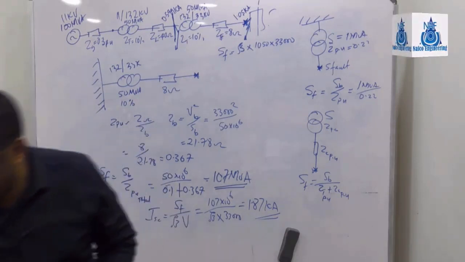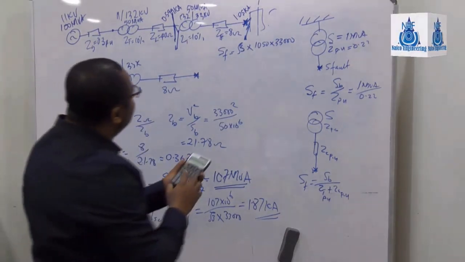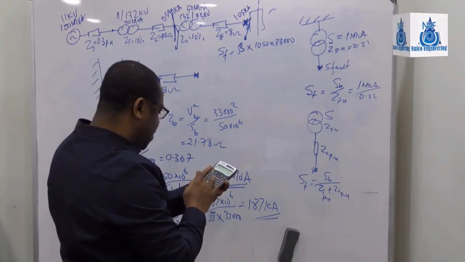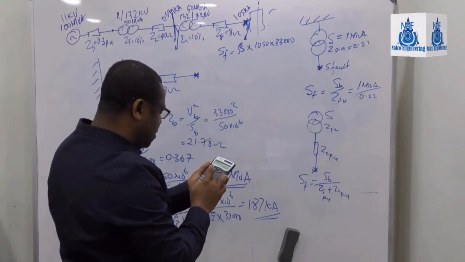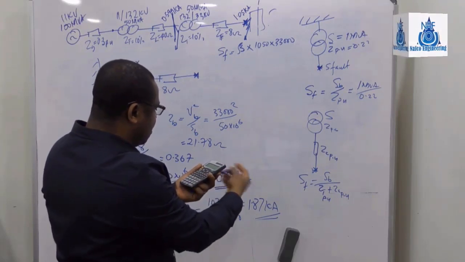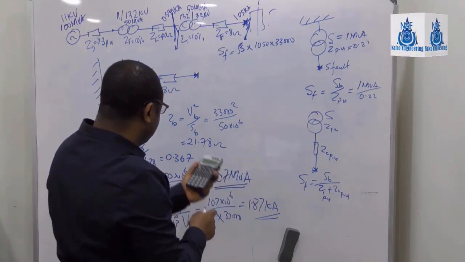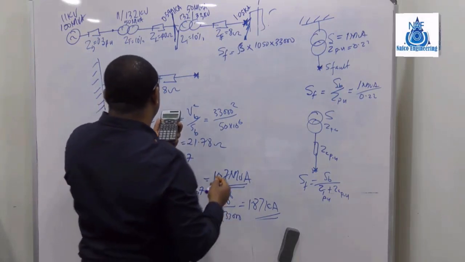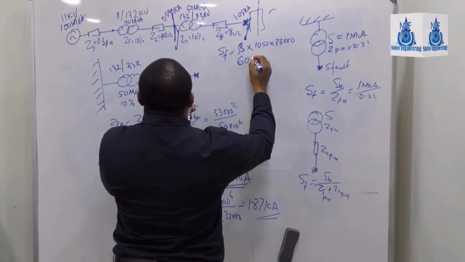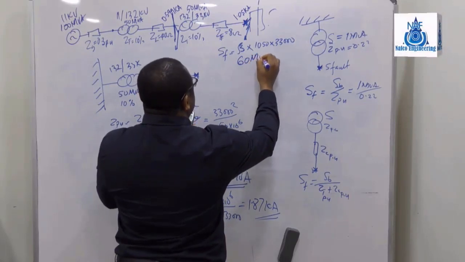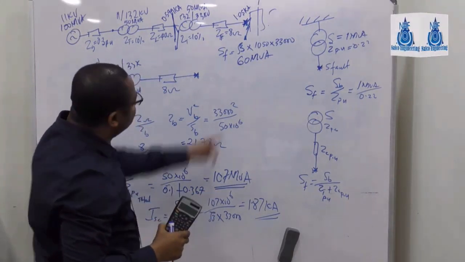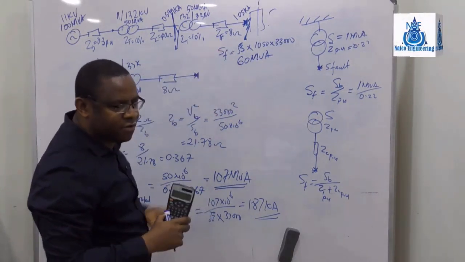So I have root 3 times 1050 times 3,000. That is 60 MVA. You see, this is small. It's about 107 here. This is 60. So this is a minimum fault level.